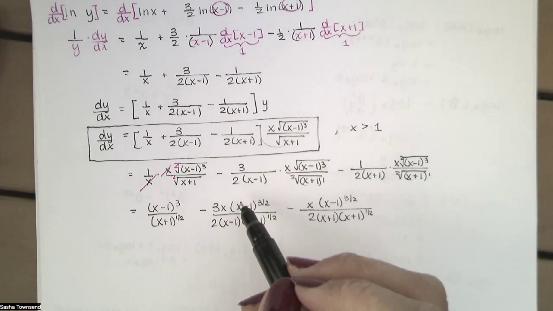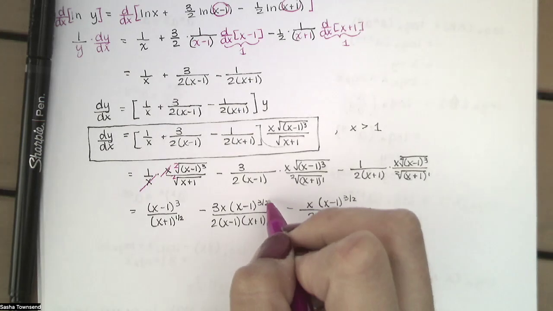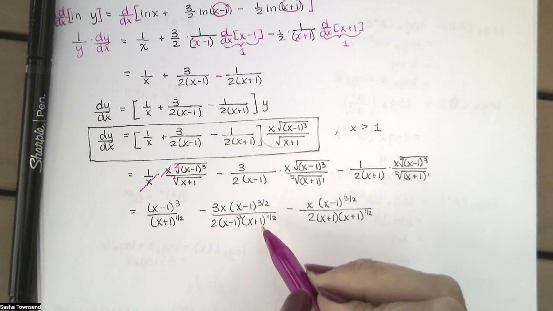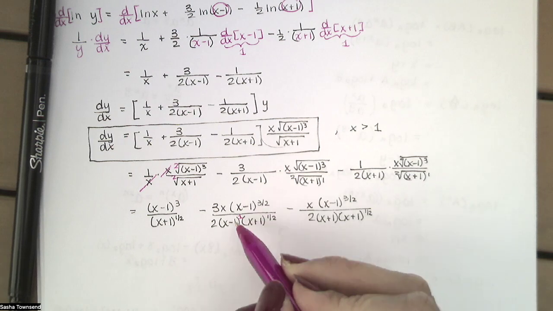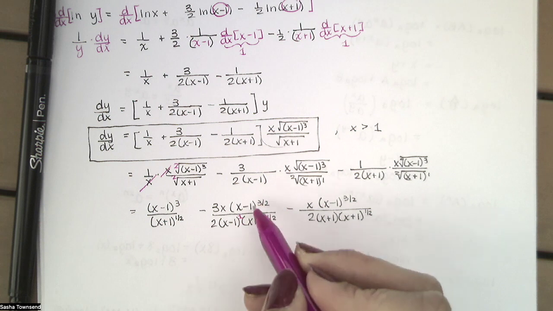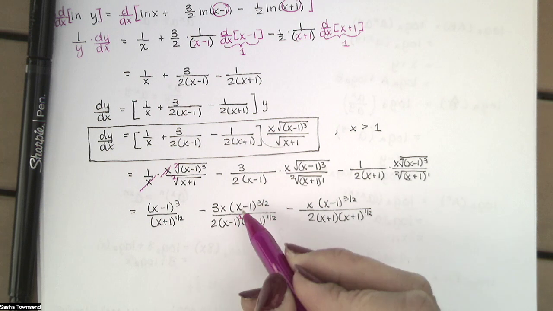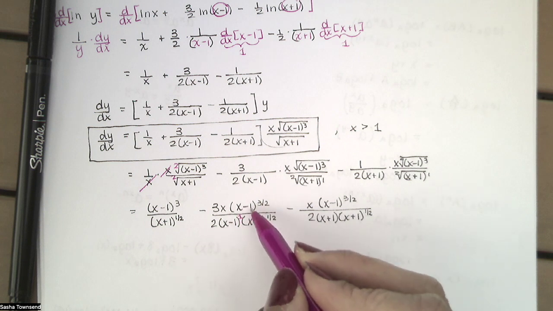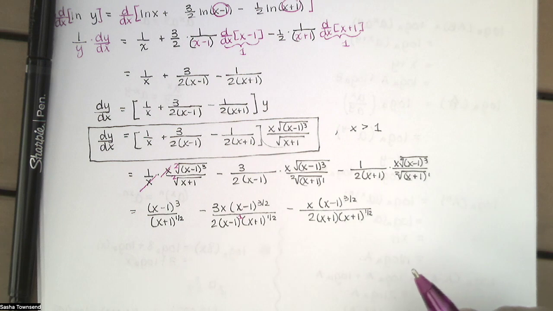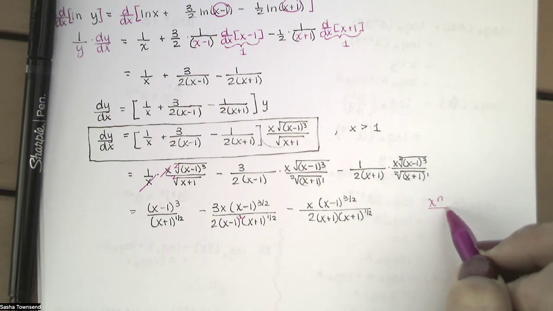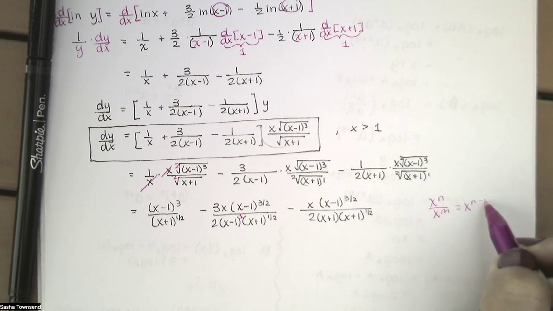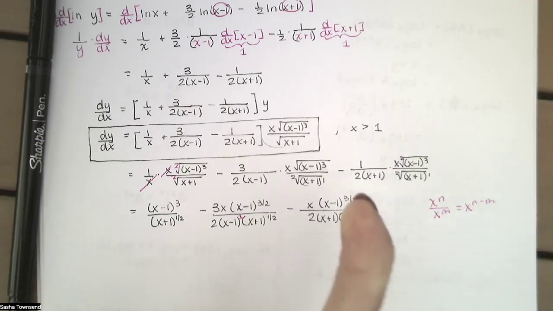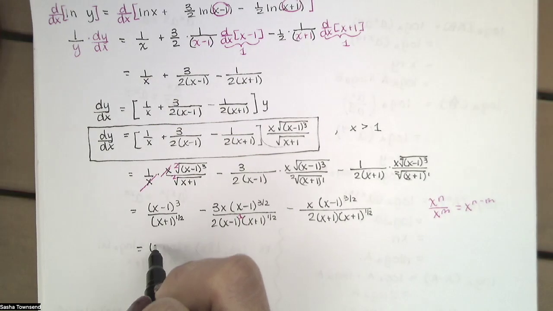But I notice with this expression, I've got an x minus 1 to the 3 halves in the numerator and x minus 1 to the first in the denominator. If you have something raised to the n divided by something raised to the m, you just subtract the exponents. Since they have the same base, x minus 1 to the 3 halves divided by x minus 1 to the first is just x minus 1 to the 3 halves minus 1, or x minus 1 to the 1 half. So I'm just applying this rule, but instead of having an x for my base, I've got an x minus 1 for my base. So that gives me this.